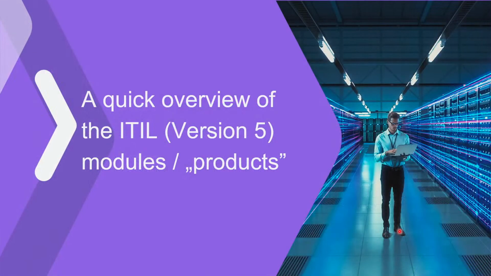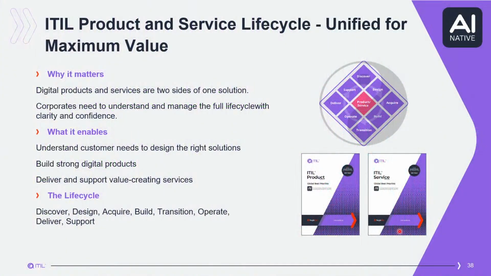And finally, we have maybe 5 minutes, so we will see a quick review of the ITIL version 5 modules, and we can say products. The first one is very important. We have 2 books here. The ITIL product and service helps you to understand the concept of the product and service lifecycle. So commonly we can say digital product and service management. So this is ITIL version 5. We can say not ITSM, it's digital product and service management.